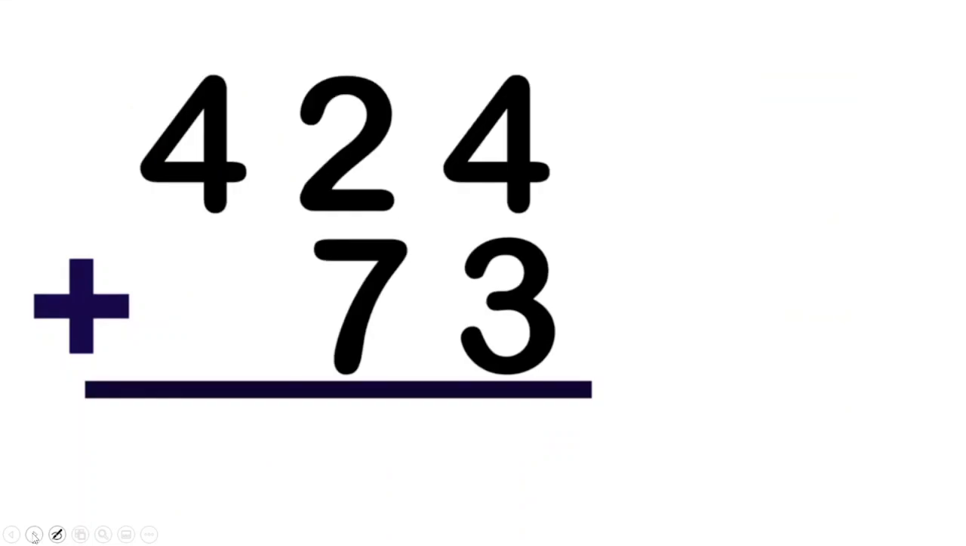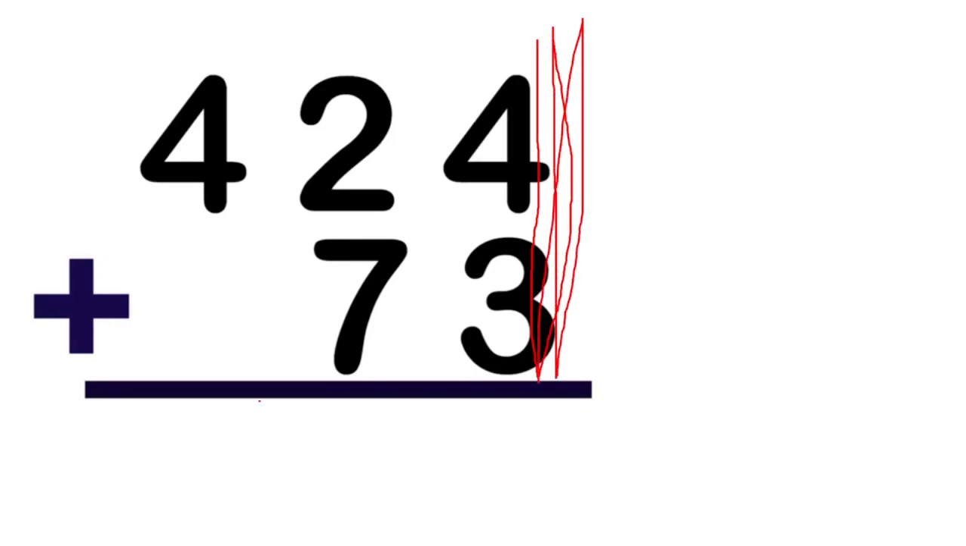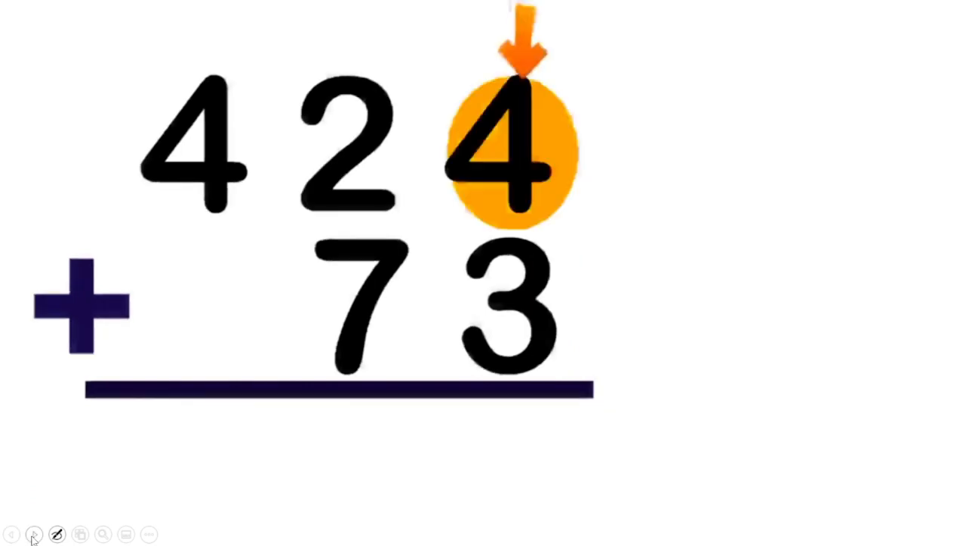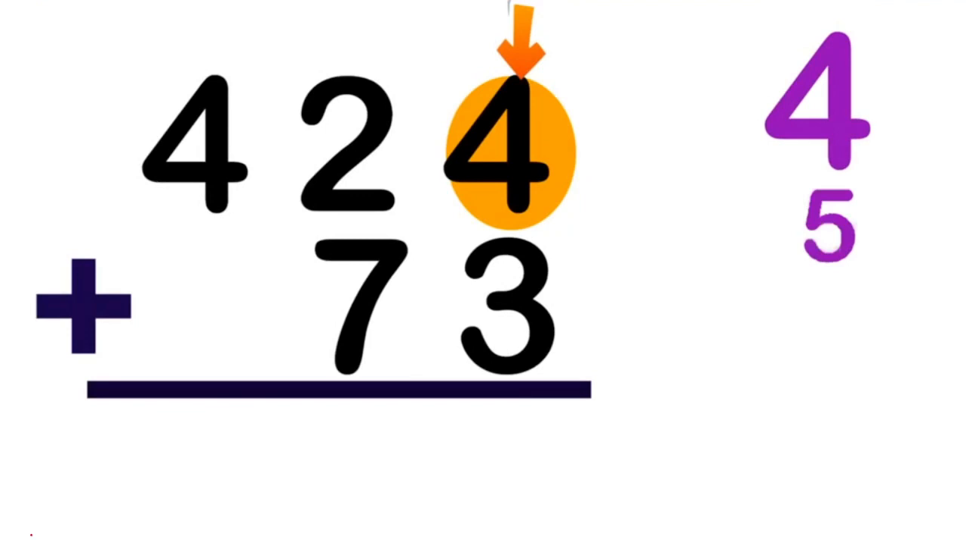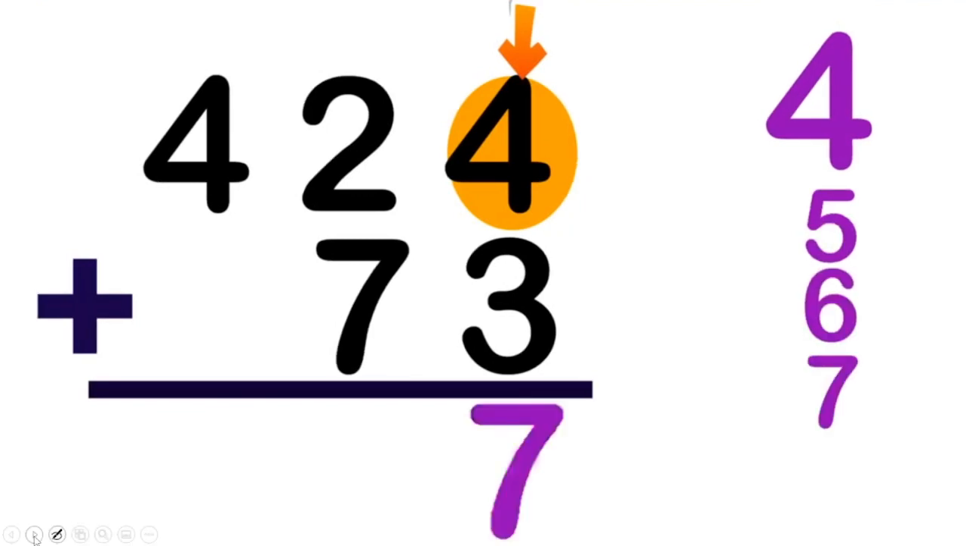So, how about this one? 3-digit plus 2-digit number. So, there's no problem about that. So, you just always need to write them at the right side. So, align them at the right side. Okay po? So, then proceed to addition. So, 4 plus 3. So, 4, 5, 6, 7. The answer is 7.